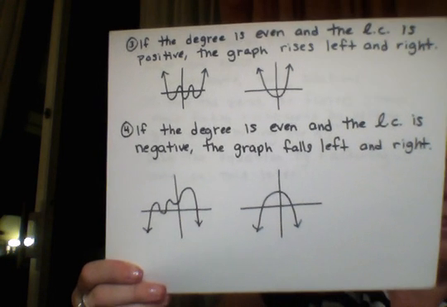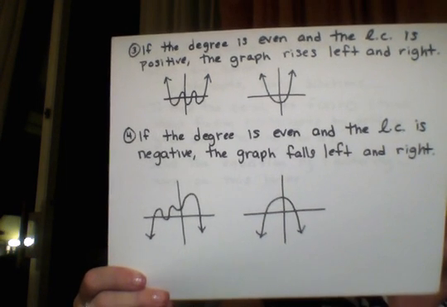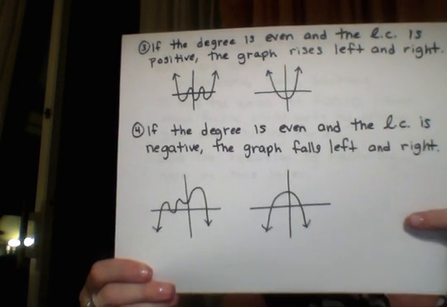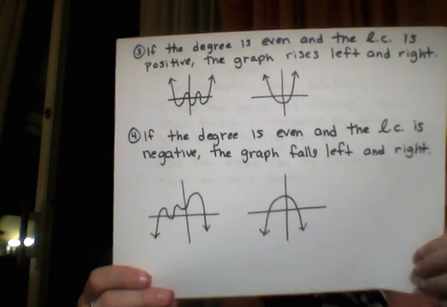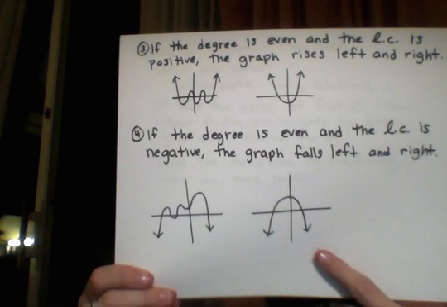And obviously then if the degree is even and the leading coefficient is negative, it's going to fall left and right. So those are going to be like a parabola opening down. Okay.